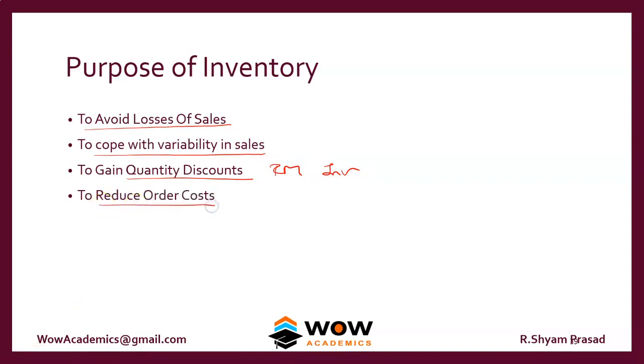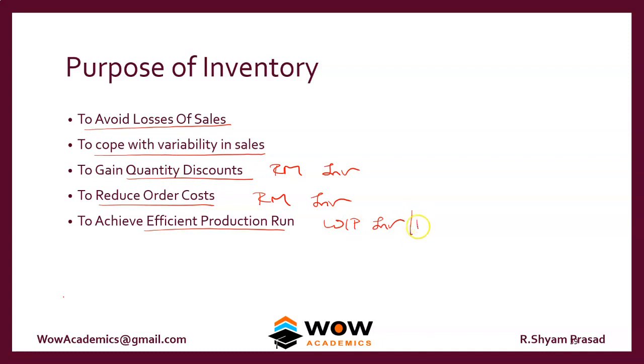To reduce ordering cost, if you buy in bulk, the ordering cost is lower. Again, this helps in creating more raw material inventory. To achieve an efficient production run: if you produce a small batch of items, it is very costly. If you produce the ideal amount of products, that might lead to an efficient production run, so we are operating the machine at an efficient level. Because of this, our work in progress inventory and finished goods inventory will become high.